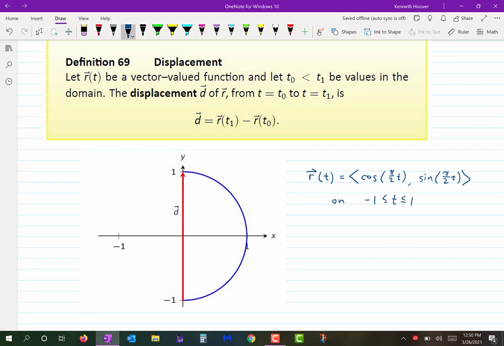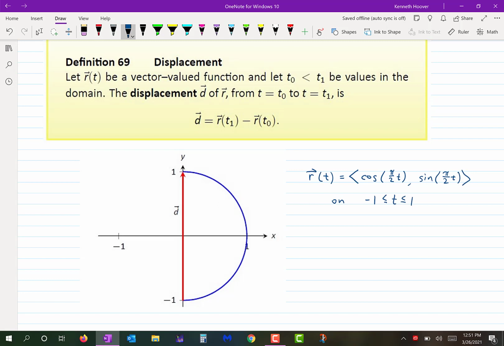Okay? It goes from the point, well, first of all, let's say this. Why is it circular? Because it's cosine of something, comma, sine of the same thing. That's always going to give you a circle. Cosine of something, comma, sine of the same thing will always give you a circle. What's inside the cosine and the sine here is 1/2 t, and t goes from -1 to 1.